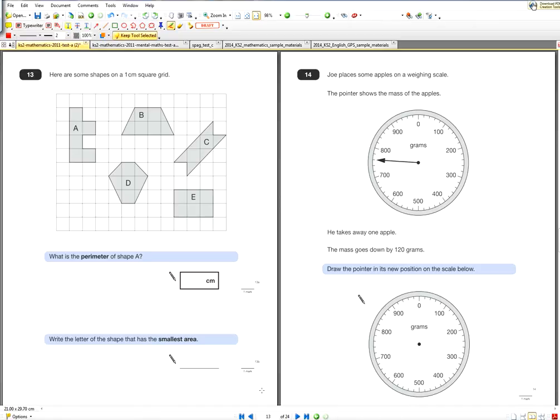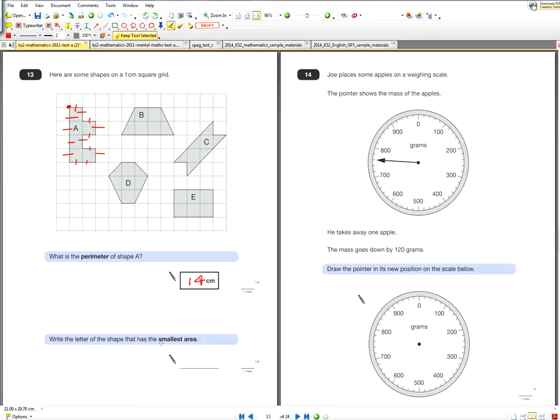When you say the outside, you need to give me a more specific answer. The length of the outside. The outside shape can mean anything. So the distance around the outside of the shape. So let's have a look. Let's start from one corner. 1, 2, 3, 4, 5, 6, 7, 8, 9, 10, 11, 12, 13, and 14 centimeters.